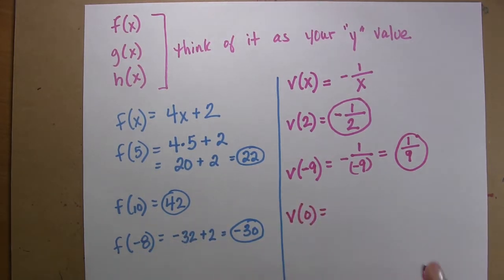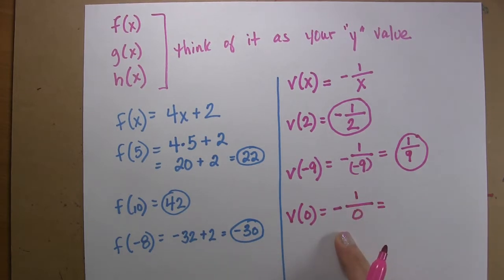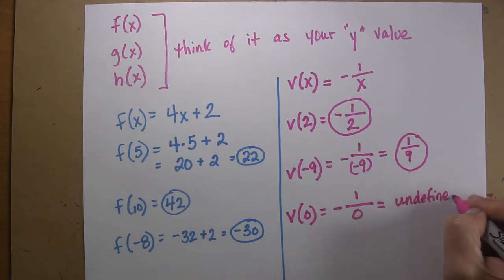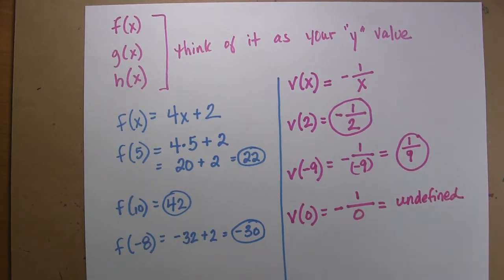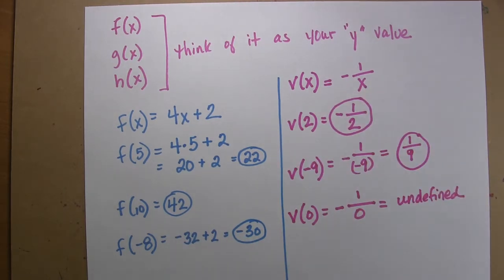What if I said v of 0? What would that be? Well, that would be negative 1 over 0. Can never divide by 0, so this would be undefined. So that's all there is to it. You just take your x and you stick it in your function formula, and you are good to go.